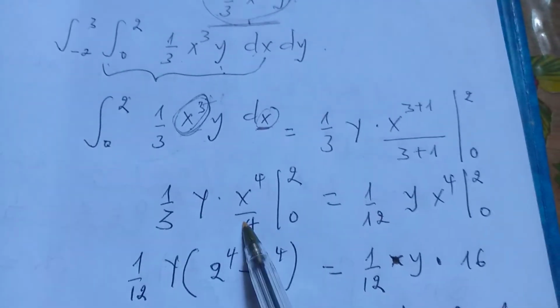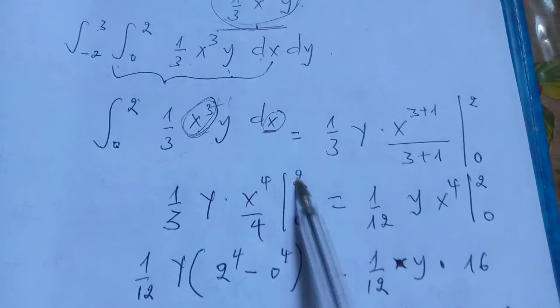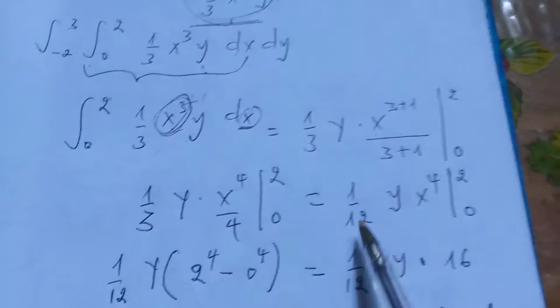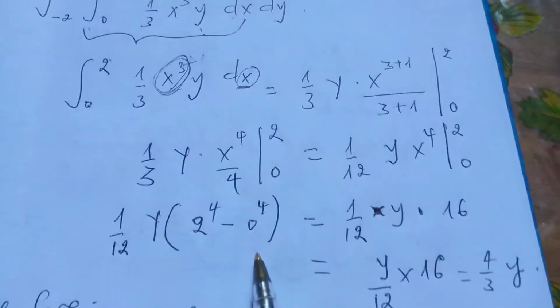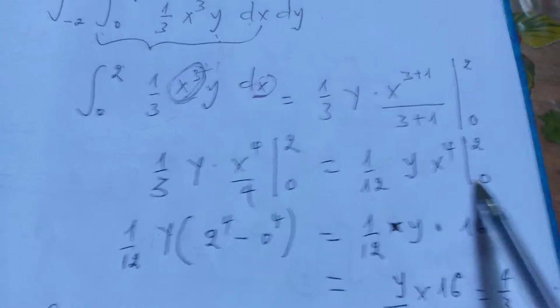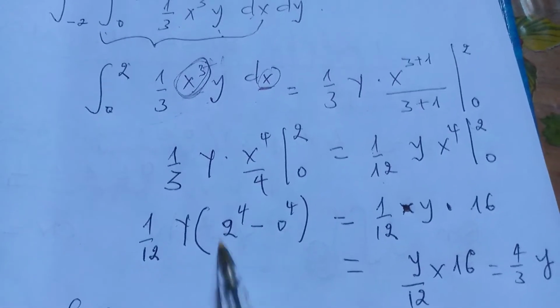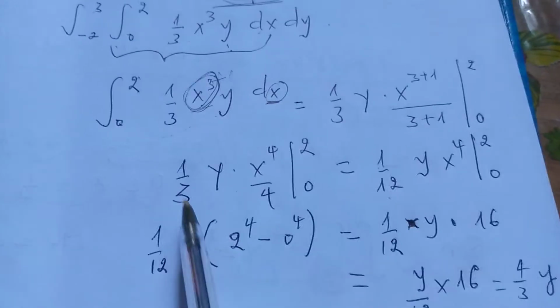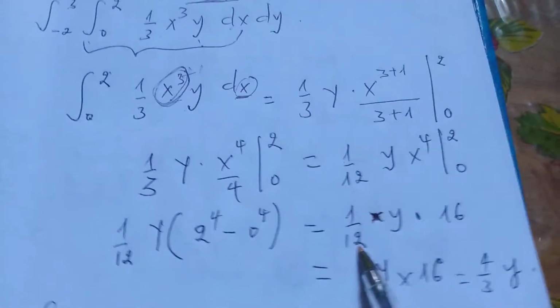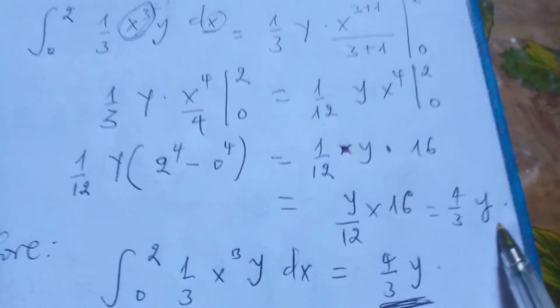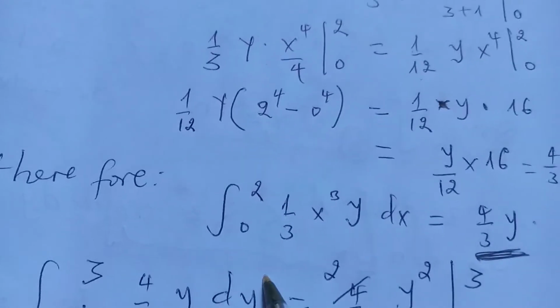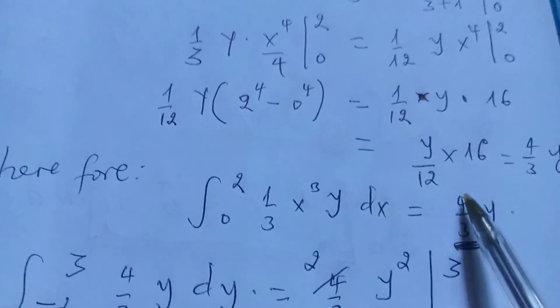Then we find the solution, 1 over 3 y times x^4 over 4 from 0 to 2. This equals 1 over 12 y x^4 from 0 to 2. Then we replace x and find 2^4 minus 0^4, times 1 over 12 y, which equals 1 over 12 y times 16. This is 16 over 12, which equals 4 over 3 y. Therefore, the integral from 0 to 2 of 1 over 3 x^3 y dx is equal to 4 over 3 y.